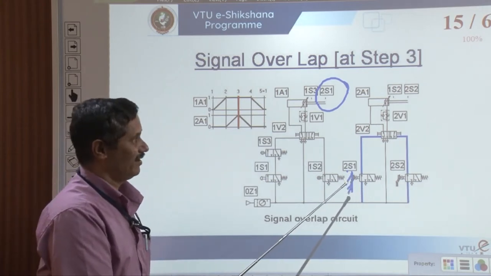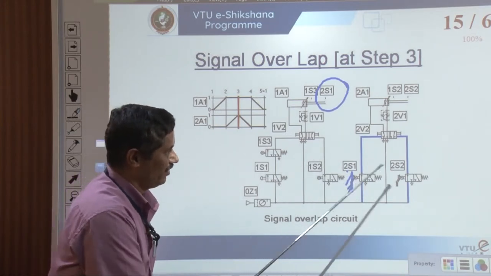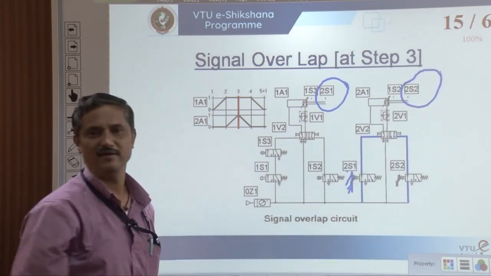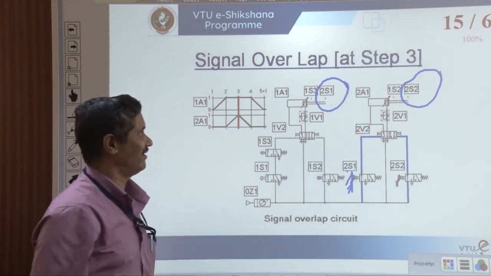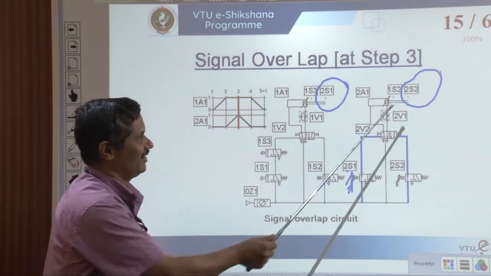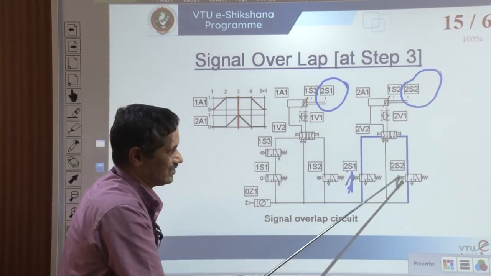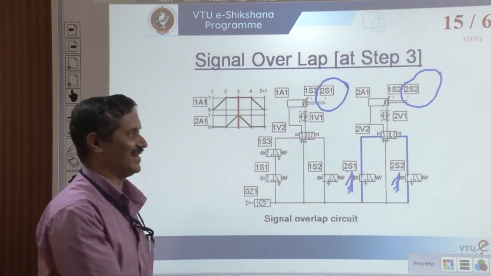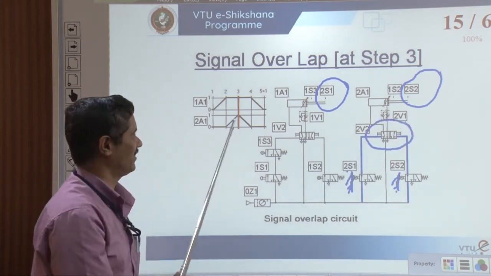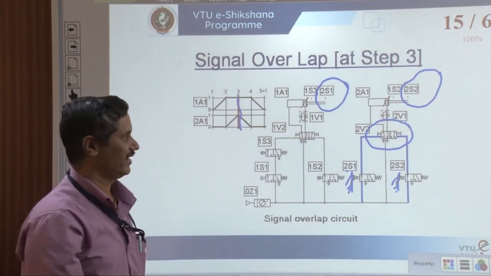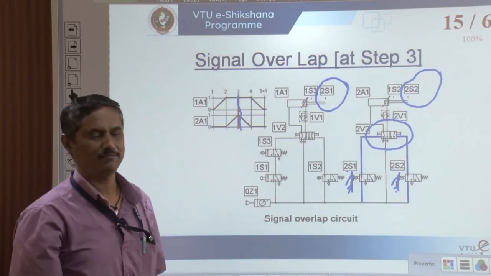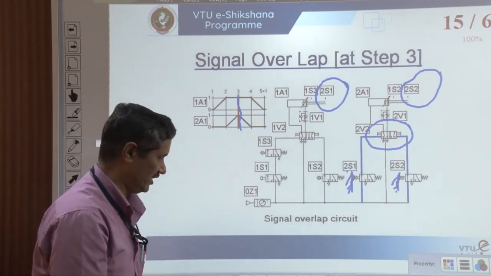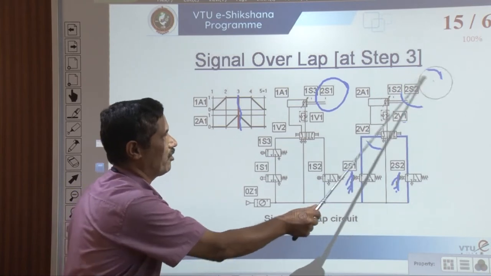At the same time, now 2S2, where is 2S2? It is in the forward position. If 2S2 is also pressed, we are getting both lines charged to this valve at that point of time. At this point, both the connections can come to the set and reset ports of the DCV control element 2, which in turn gets confused due to the signal overlapping condition, and you may have a problem in the circuit.